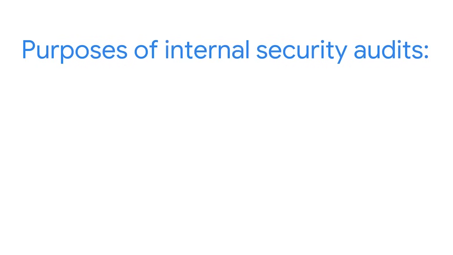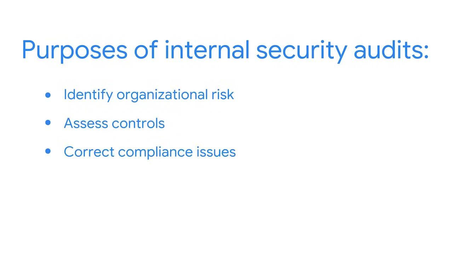We'll focus on internal security audits because those are the types of audits that entry-level analysts might be asked to contribute to. An internal security audit is typically conducted by a team of people that might include an organization's compliance officer, security manager, and other security team members. Internal security audits are used to help improve an organization's security posture and help organizations avoid fines from governing agencies due to a lack of compliance. Internal security audits help security teams identify organizational risk, assess controls, and correct compliance issues.